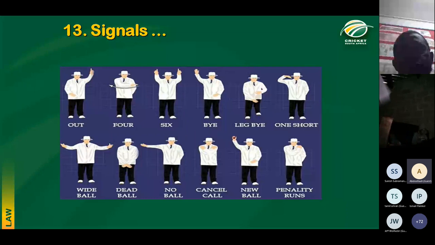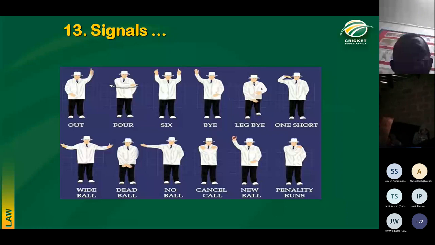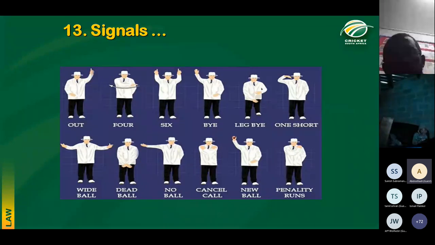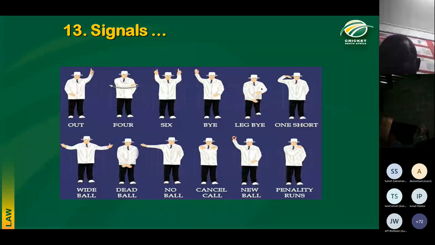New ball, you take the new ball and you hold it up to the batters and the scorers. And the last picture on this slide is penalty runs. There are two types of penalty runs: penalty runs to the batting side and penalty runs to the fielding side. How do we distinguish between how to signal penalty runs for the batting and fielding side?